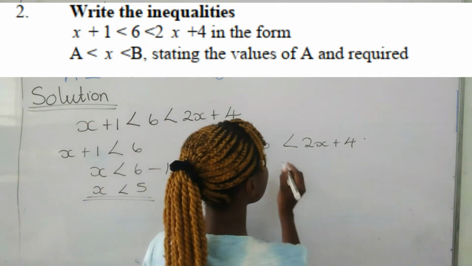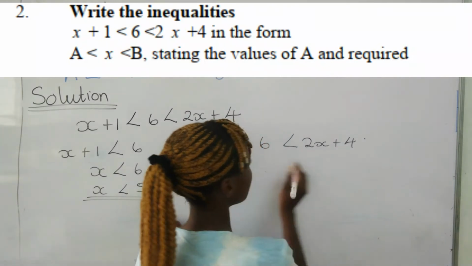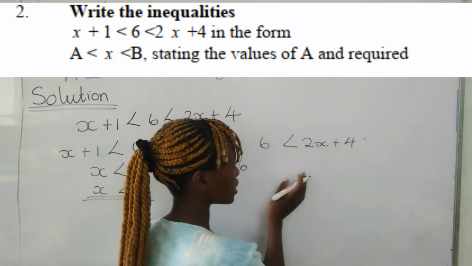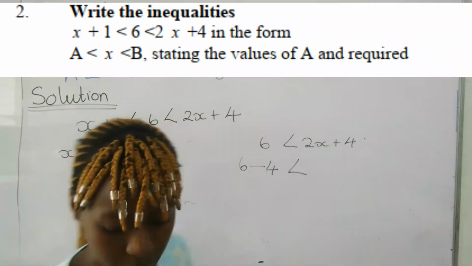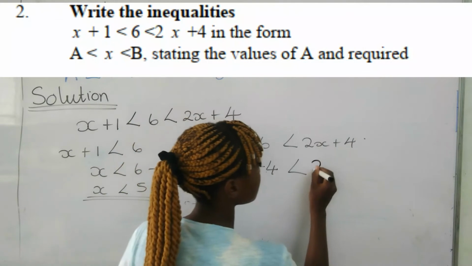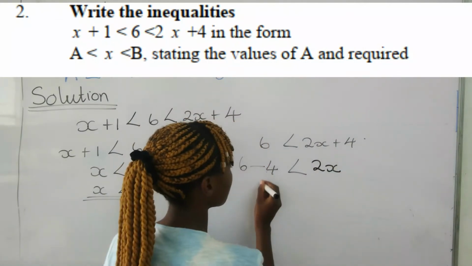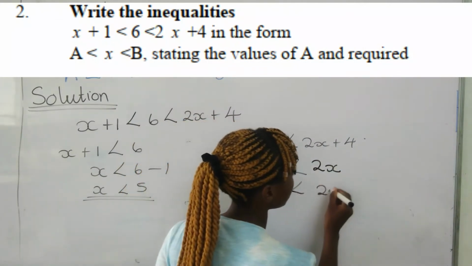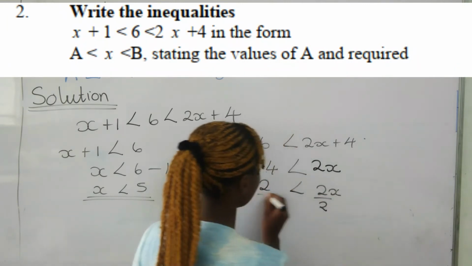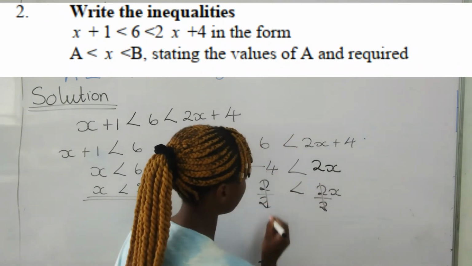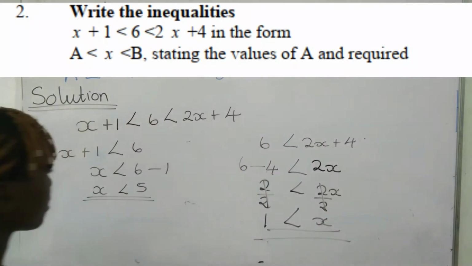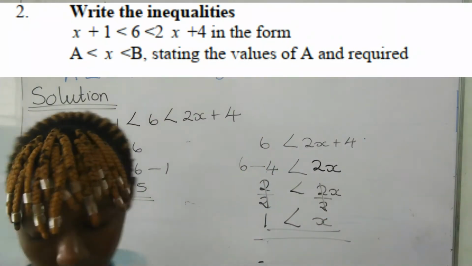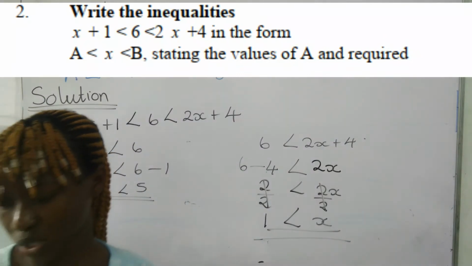Then for this part, we're going to say 6. Here it changes. As it changes sides, it also changes the sign. Minus 4 is less than 2x. We simplify. We get 2 is less than 2x over 2, and simplifying, it's going to be 1 is less than x. Okay, so that's what we obtain.